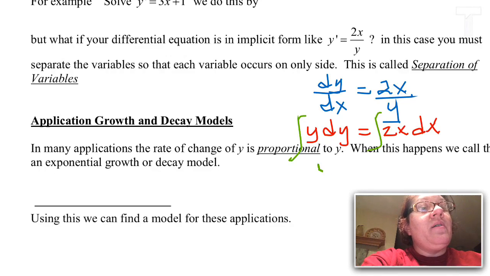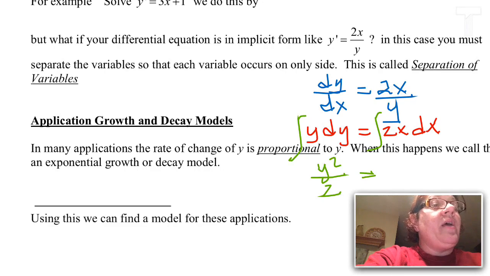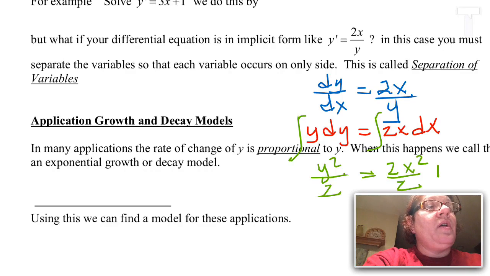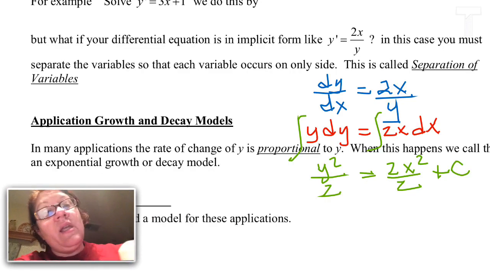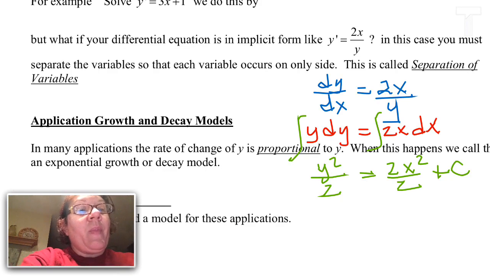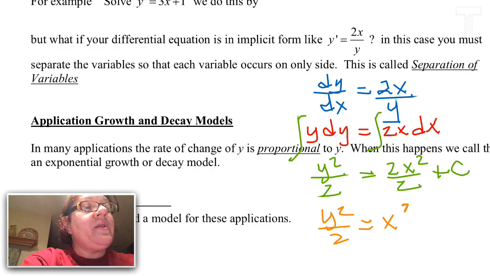And on the left side, of course, I'll power up. And I'd have a plus c, but I'm going to put all the constants on the other side. And then on the right side, I'm going to power up and put the c. And then, of course, I can reduce all this and make it look nice and neat and tidy. Whee! Sometimes I make myself sick doing that. And so I have y squared over 2 equals x squared plus c.